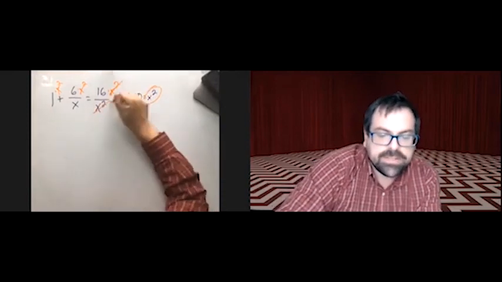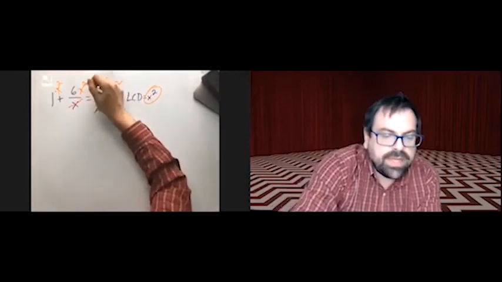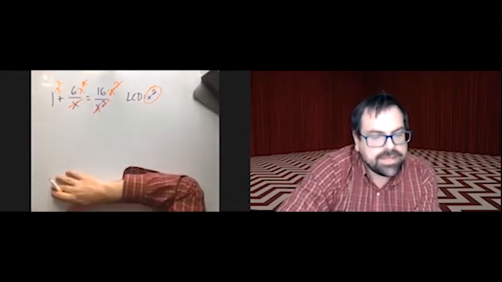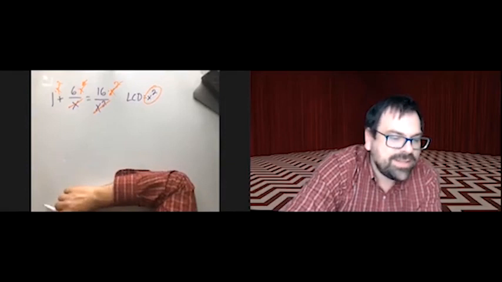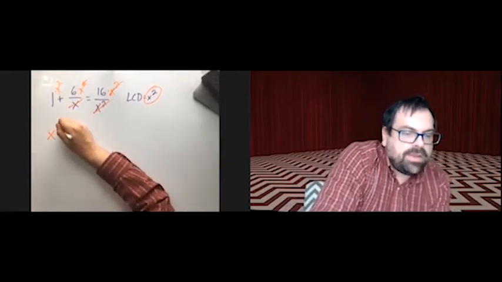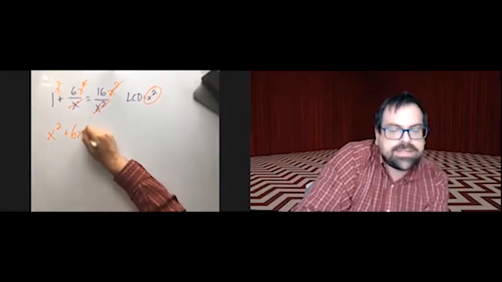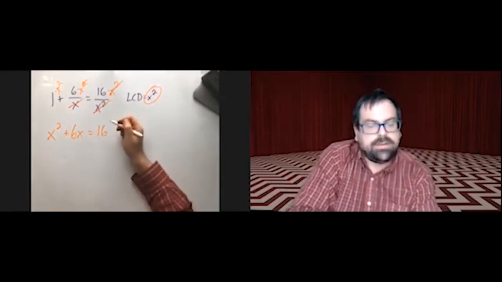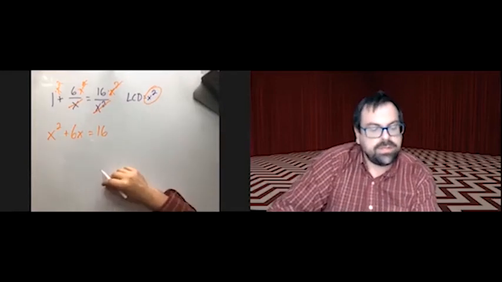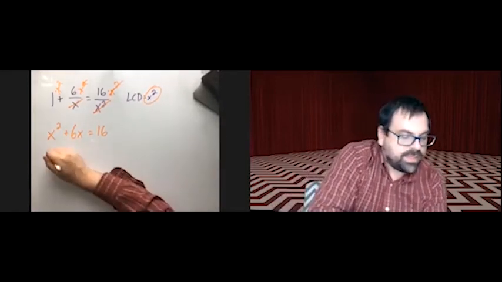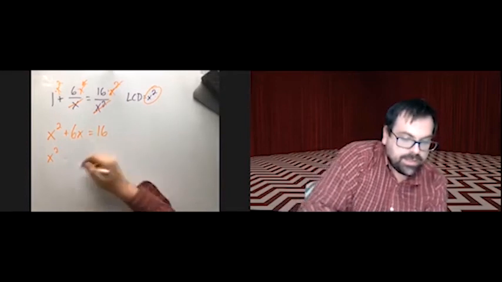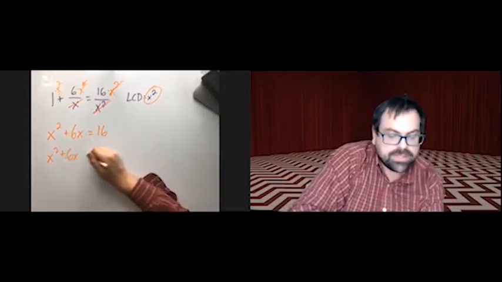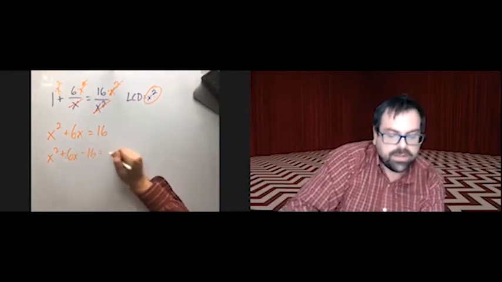The x squareds cancel there. One of the x's cancels with the x on the bottom here. Nothing cancels there because there's no fraction. We have x squared plus 6x equals 16. It's a quadratic equation. Everything on one side, 0 on the other. Factor if we can and solve, otherwise use the quadratic formula.